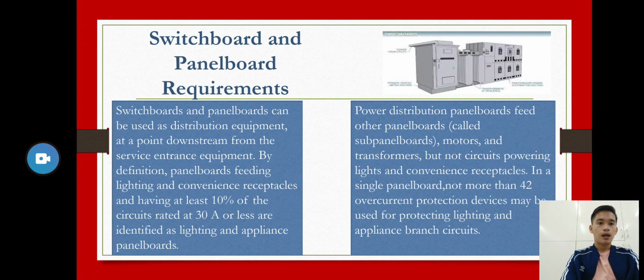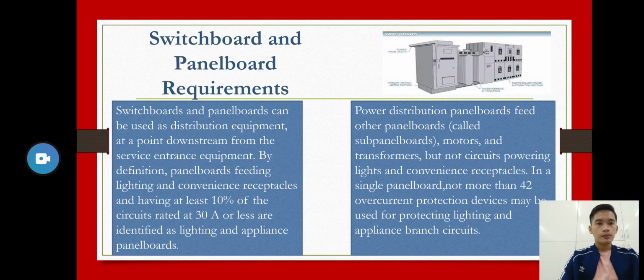Next, power distribution panel boards feed other panel boards called sub-panel boards. Motors and transformers must not be on circuits powering lights and convenience receptacles in a single panel board. Not more than 42 overcurrent protection devices must be used for protecting lighting and appliance branch circuits. So this is the requirements of switch and panel board.